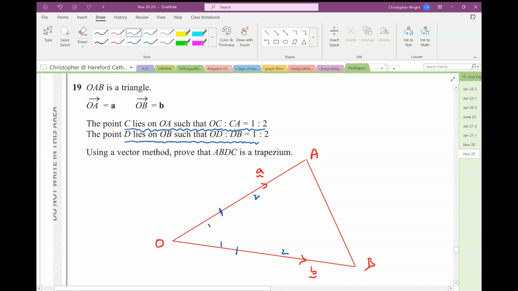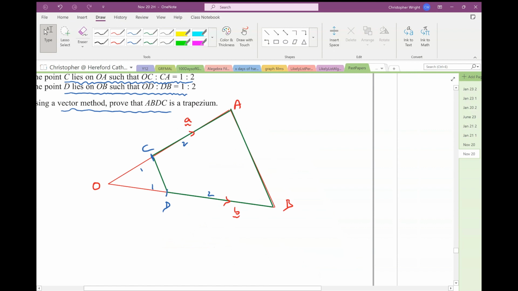Okay. Using a vector method, prove that A, B, D, C, so prove that this shape is a trapezium. Of course, I probably should have labelled my D and C. There you go. I've got to prove that shape is a trapezium. Well, what this is really asking me to do is to prove that the vector AB is a multiple of the vector CD, i.e. prove that AB and CD are parallel.